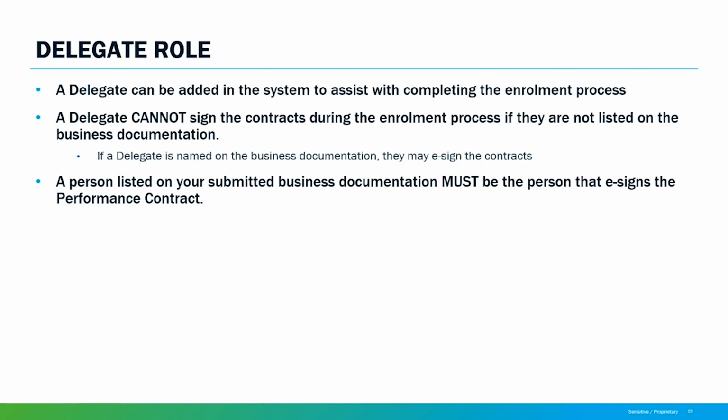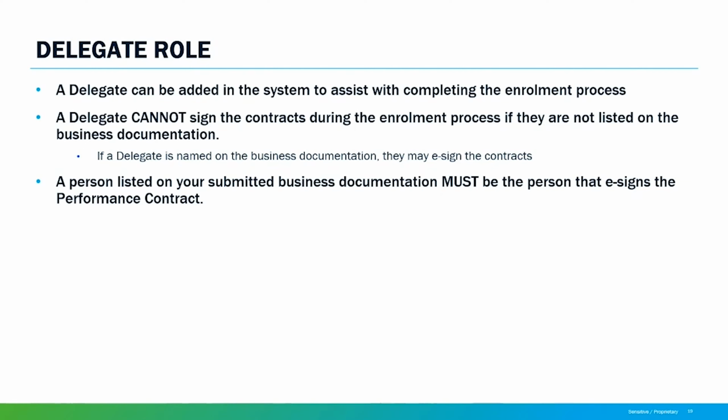That said, there is an option for the owner to add a delegate in the Drive-On portal. A delegate is someone that can assist with completing the application on behalf of the inspection center. The owner can add the delegate on step 3 of 11 in the enrollment process. Please note that although a delegate can assist with completing the application, they are not able to electronically sign the contracts unless they are also listed on your business documents. For example, you can add someone as a delegate who assists with the day-to-day operations of your business, and they may not be listed on your business documentation, such as your profile report.